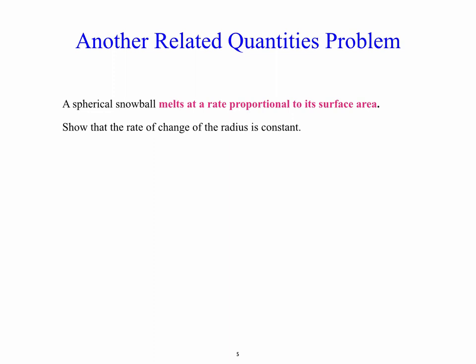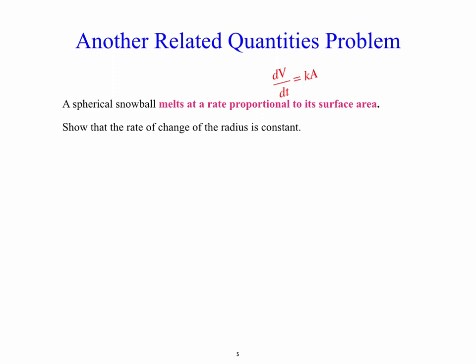So a spherical snowball melts at a rate proportional to its surface area. That says this, right? The rate of change of the volume is proportional to its surface area. Okay, so that's from way back, right? This is proportional to.